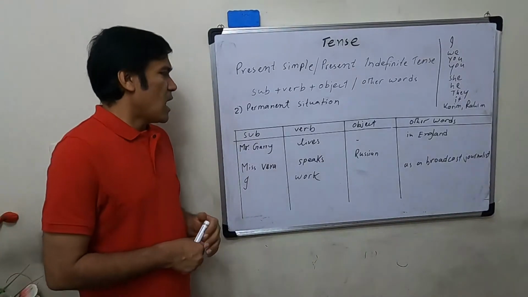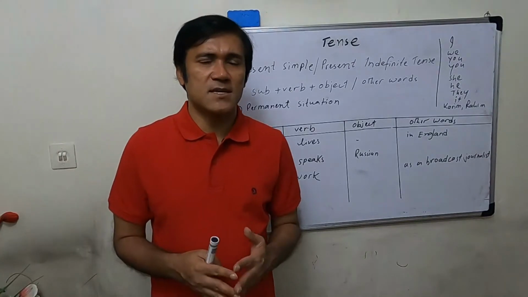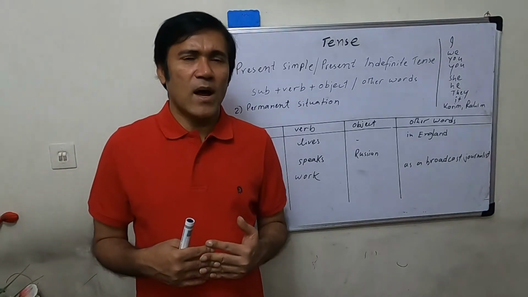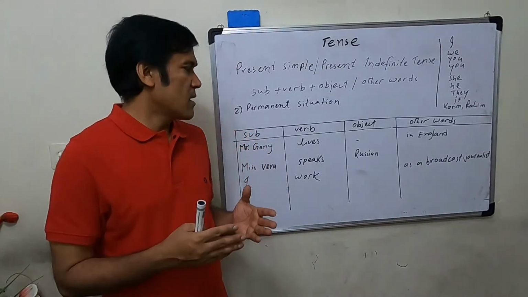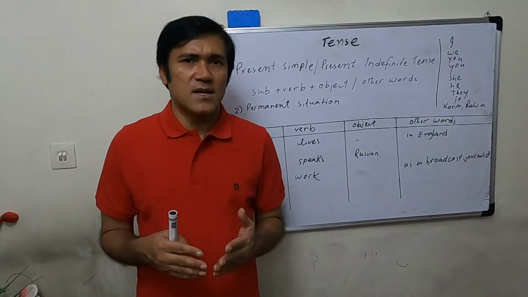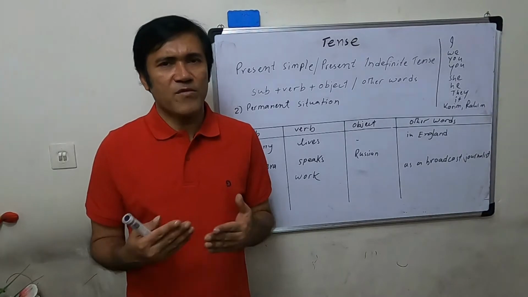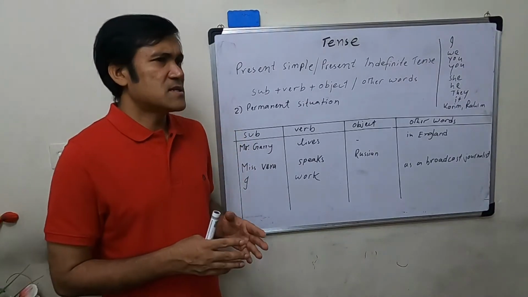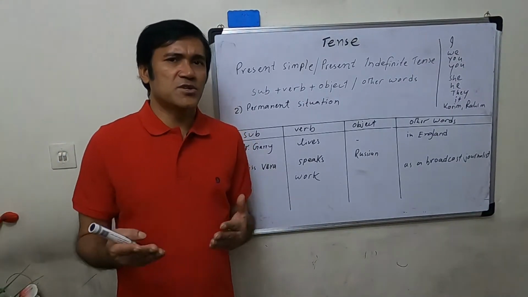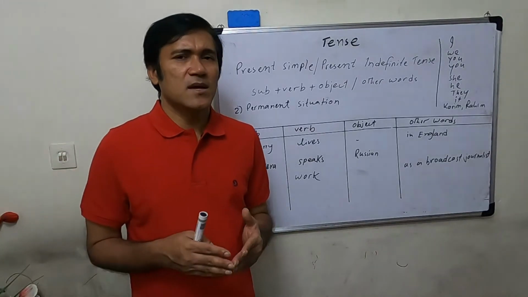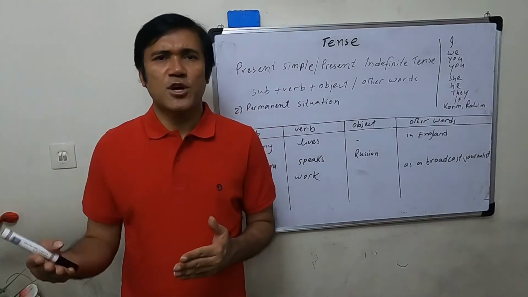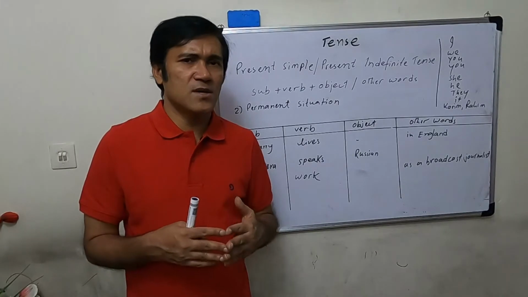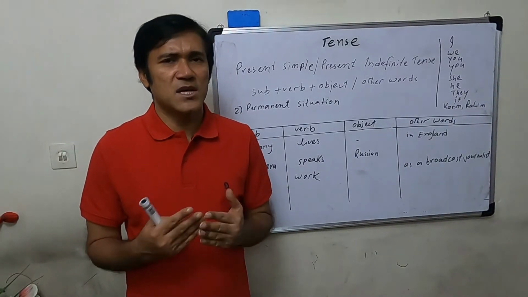Then third sentence, I work as a broadcast journalist. This is my permanent work. This is my permanent job. Okay, so I cannot say that I'm working as a broadcast journalist. This is my permanent profession, that I work as a broadcast journalist. Or you can say she works as a teacher, because there is no chance that she will switch her job or go to another job. So as this is her permanent job, you can say she works as a teacher.